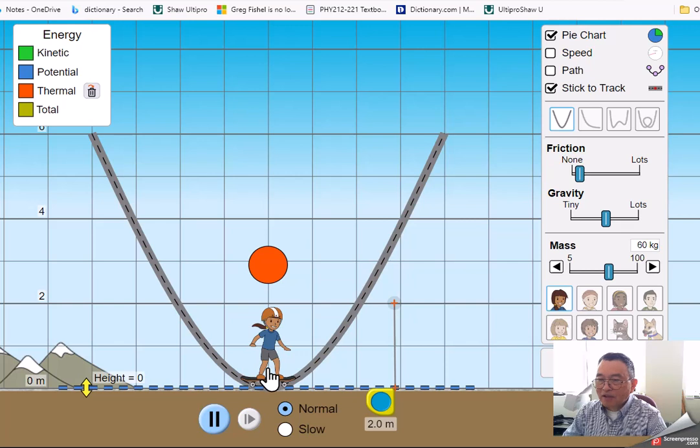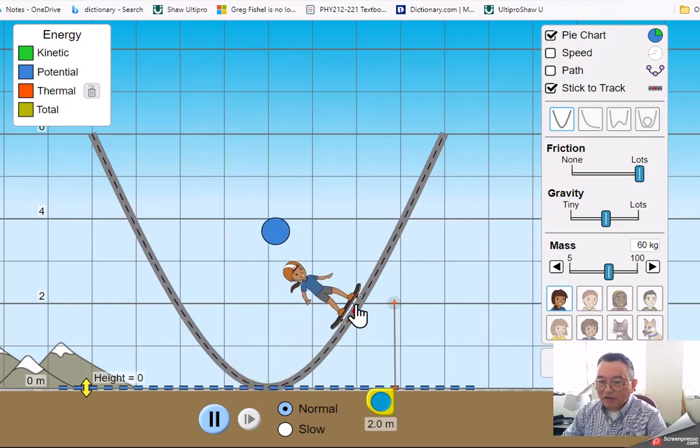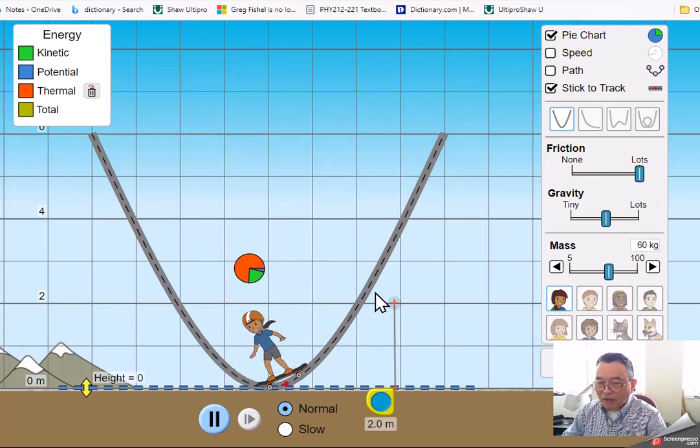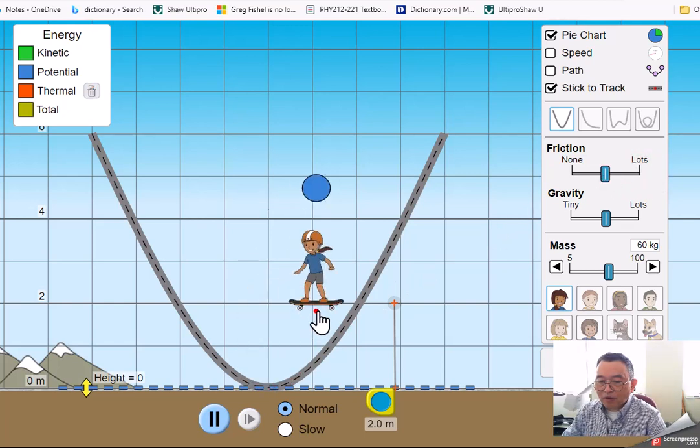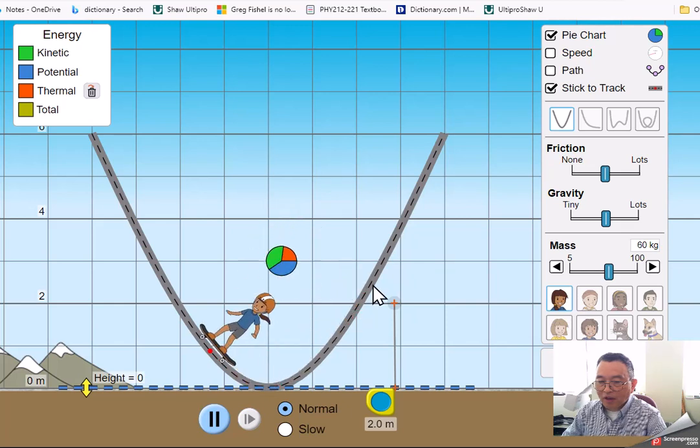So that's in the form of thermal energy. You can adjust how much friction there is. If you have a lot of friction, you let it go and it just swings a couple of times, right? You have less friction if you put it over here, and it swings more times.